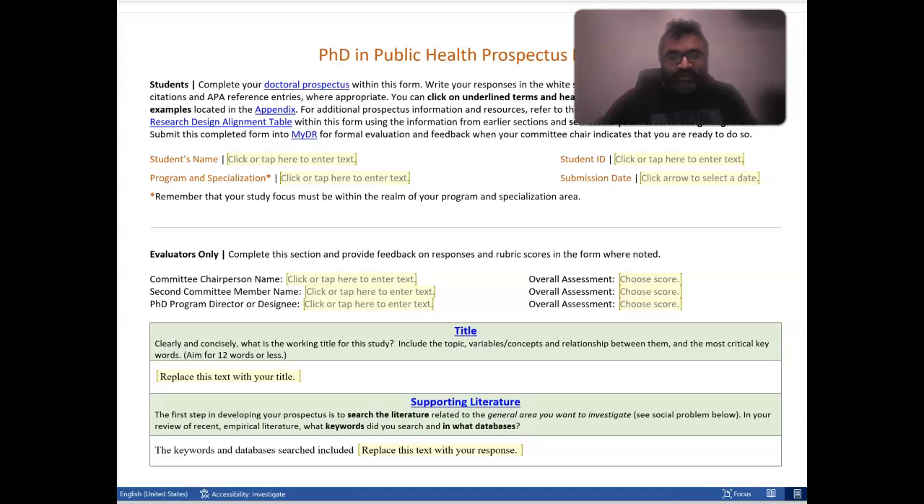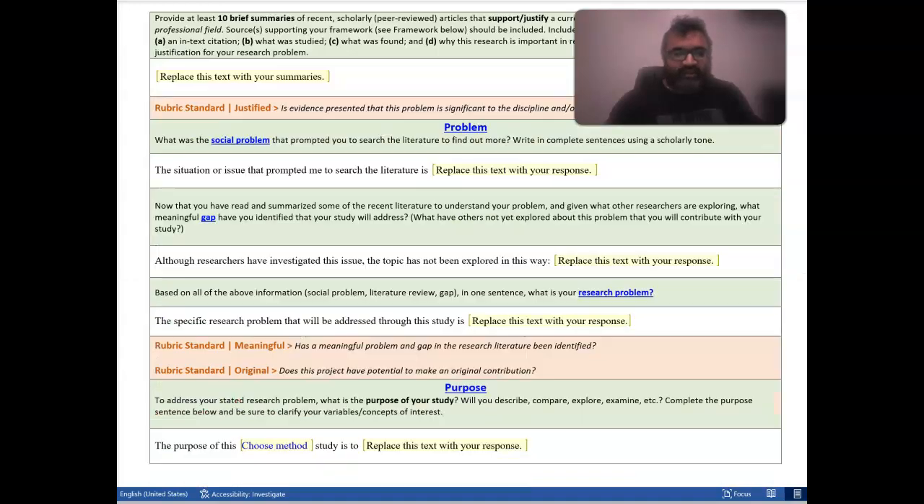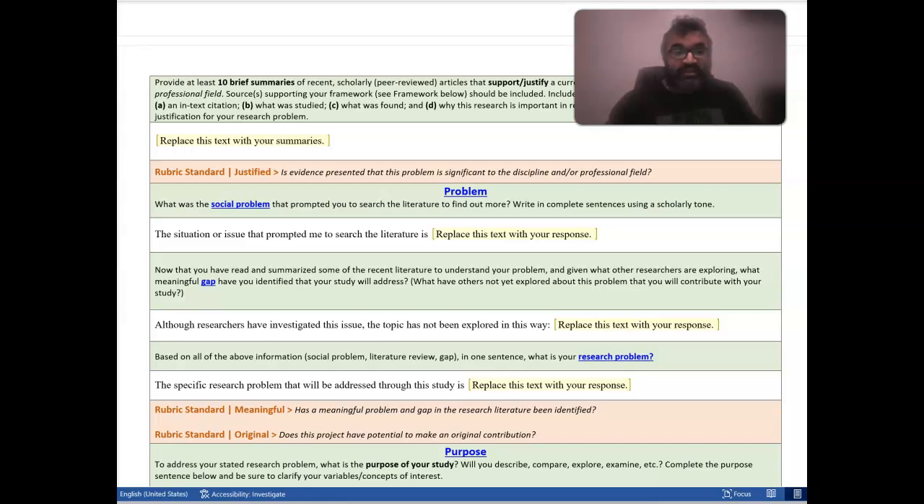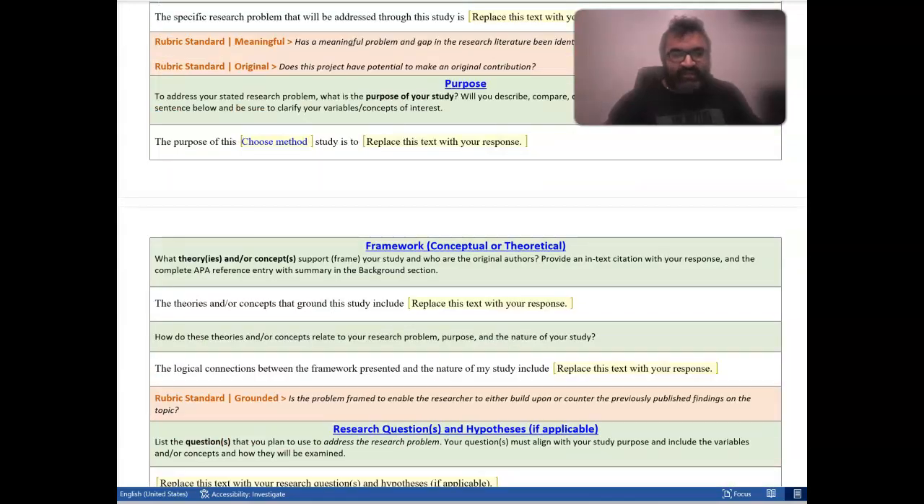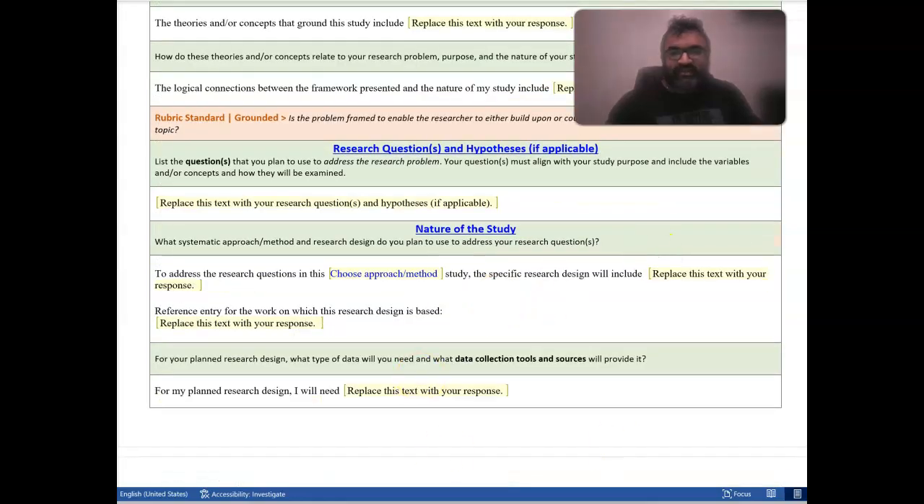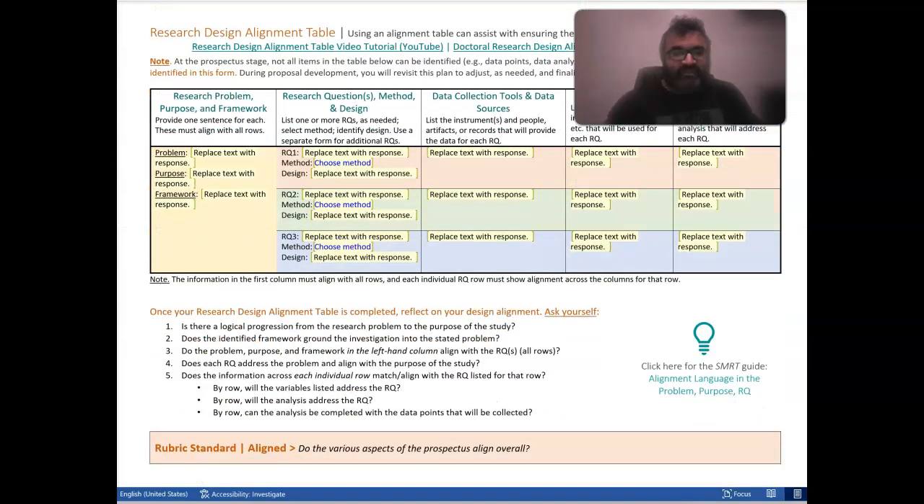Now this is a prospectus form that is available here, and has a lot more detail than you would at first expect. So of course, here's the form. We want to make sure this is complete. Now there's a lot of examples. You see the form here. You write the title, you provide keywords, and then put the 10 brief summaries, that's important, social problem gap, research problem, and then going into the purpose, and then going into the framework, research questions, nature of the study, all of those things. And then you have a research alignment table that you go in and complete. So this is kind of how you complete this.